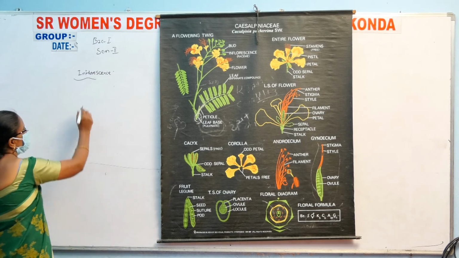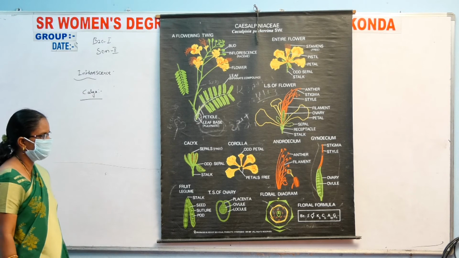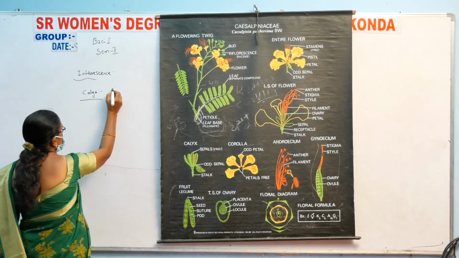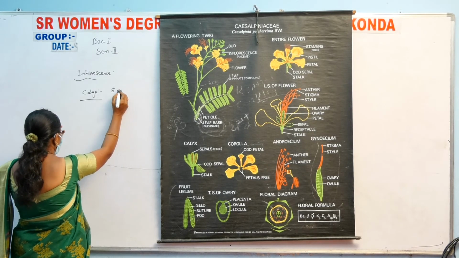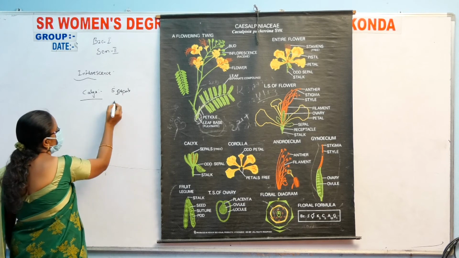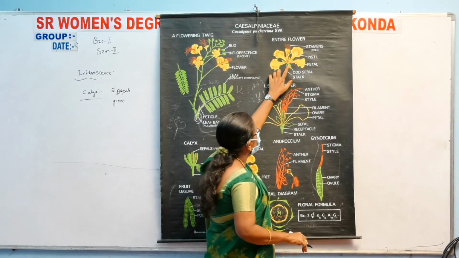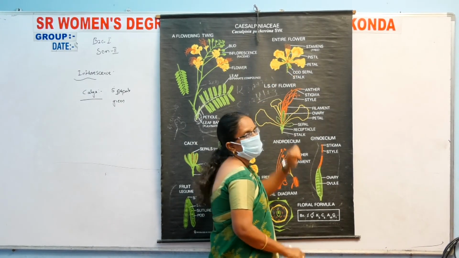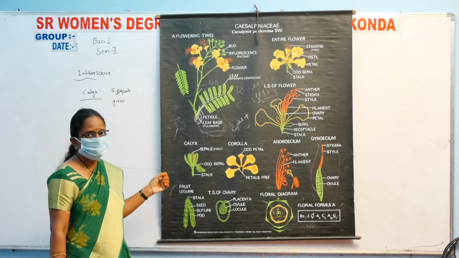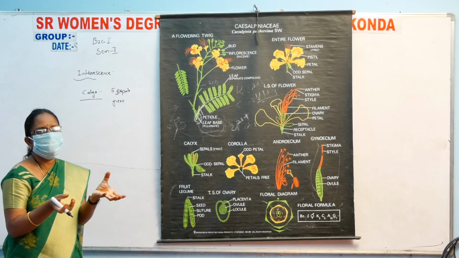First side heading is calyx. The calyx consists of 5 sepals. Normally the sepals are green in color. These are the sepals: 1, 2, 3, 4, 5. These sepals are polysepalous. Polysepalous means the sepals are free.